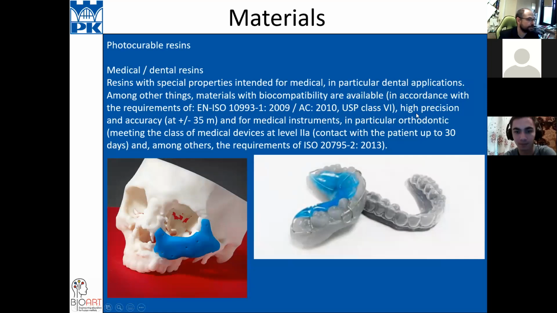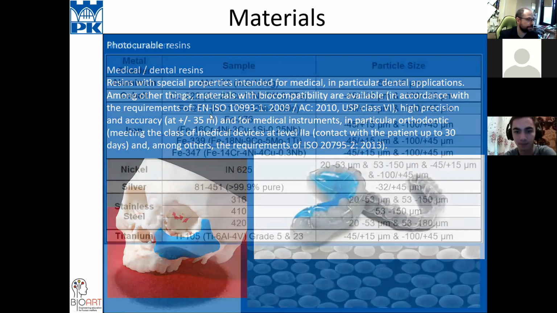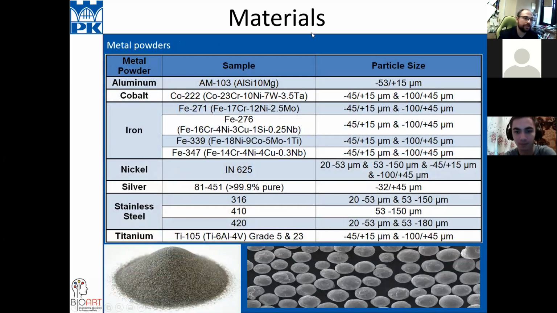Okay, and what kind of precision you can get after prints. Here you have material, some powder material that you can use even in medicine, but in most cases in medicine you can use stainless steel powder. 316, 410, 420. This is austenitic stainless steel. This is ferritic stainless steel.